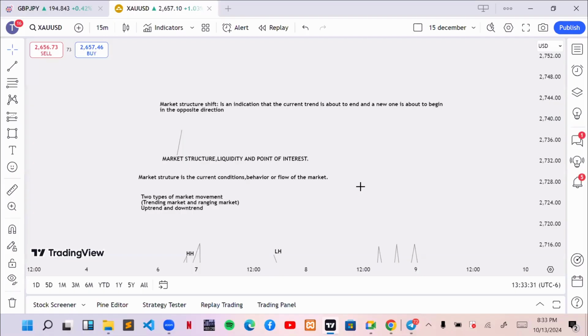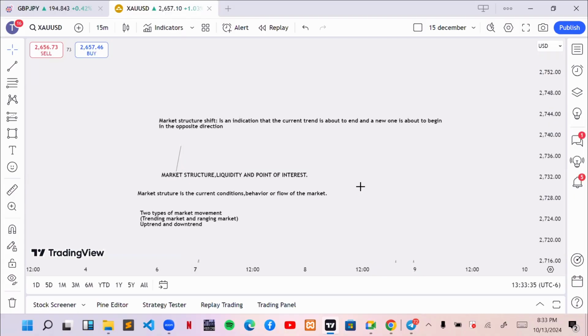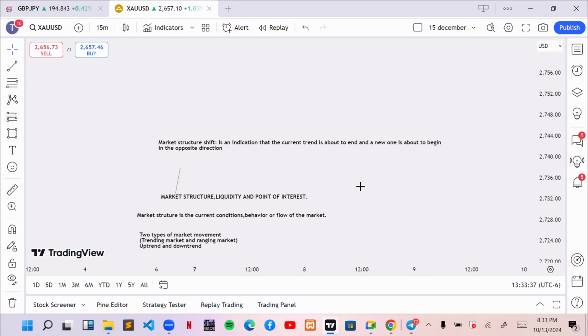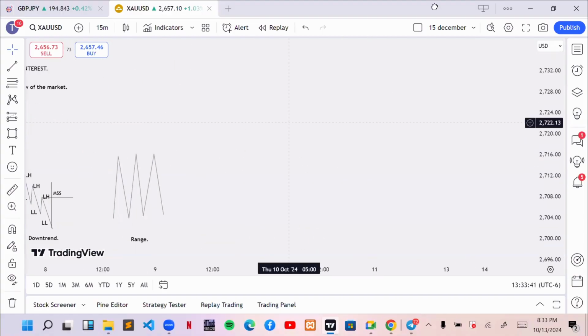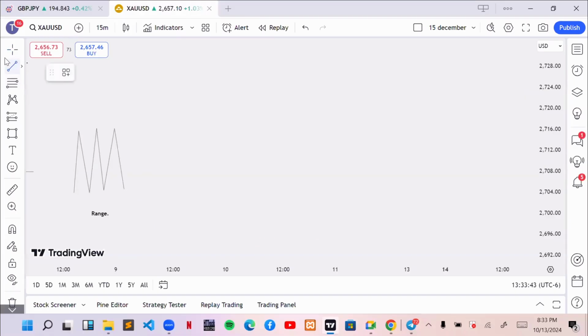But the difference between it and break of structure is that in break of structure, you're still going to be taking a trade in the current direction that the market was trending in before. So this is what I mean. Now, it's an example of a break of structure.